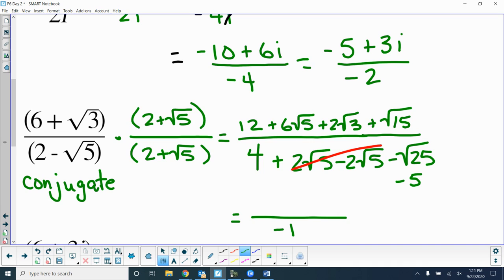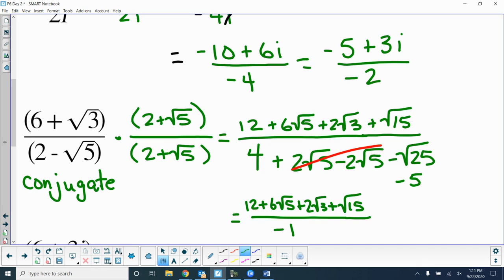And the top, there were no common terms or like terms, so I just have to write it out. But usually, when we do these, there'll be some like terms so we can make it a little bit smaller looking. Okay, so that was with radicals.